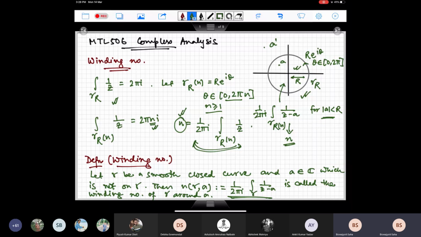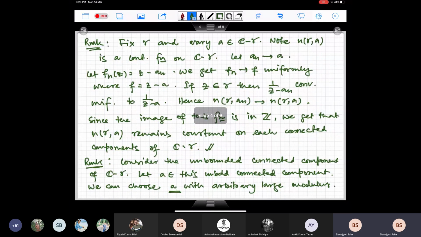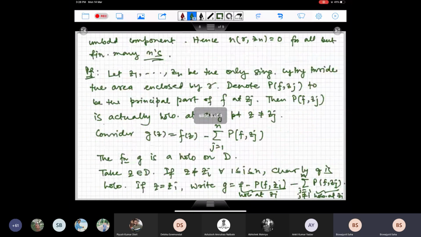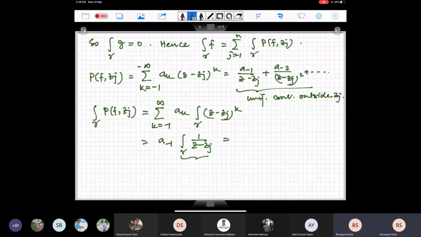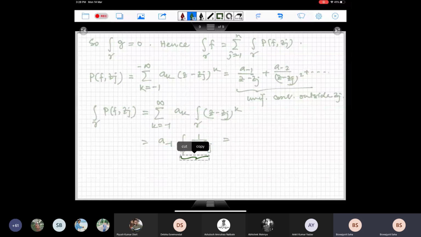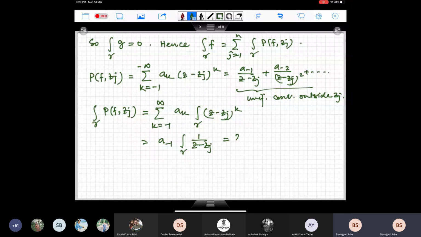Do not blindly put 2 pi i over there, because as I said, your curve could be traced twice at the same place, so you need to be careful. I have never said that this gamma is winding just once. So this is 2 pi i times the winding number at zj times, of course, a minus 1, which is the residue. Do I get this? Yes, sir.